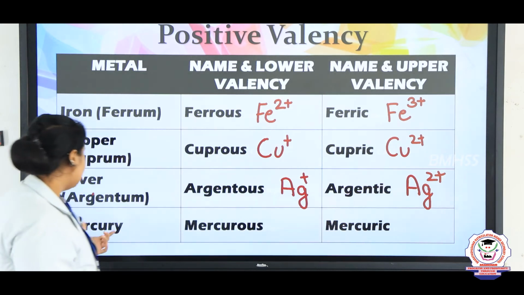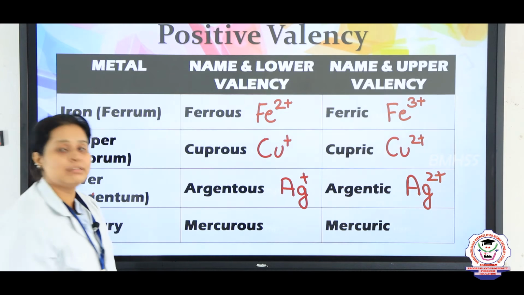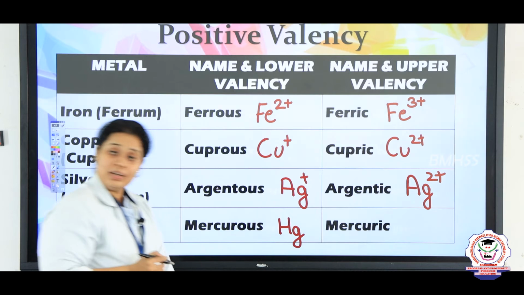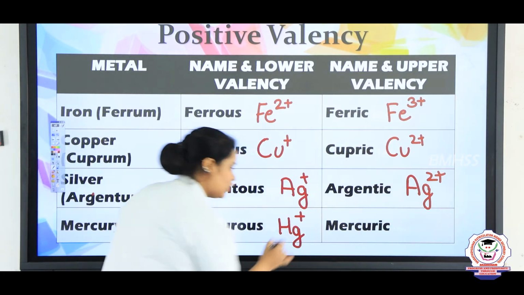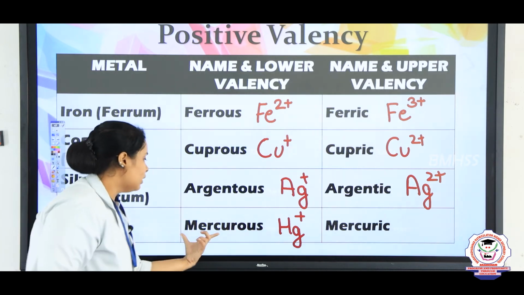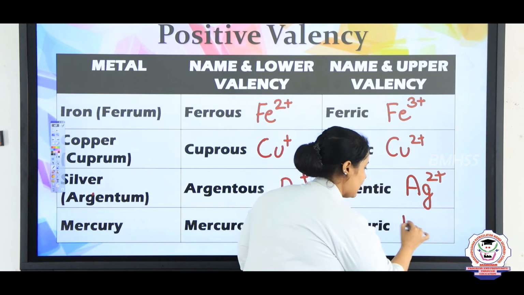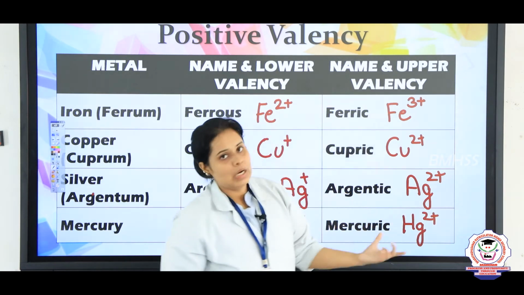Okay. And the last one is mercury. Children, mercury generally has the symbol Hg. From mercury, if 1 electron is removed, it will be written as Hg plus and the name will be mercurous. Okay. And mercuric is represented as Hg2 plus and the name is mercuric.